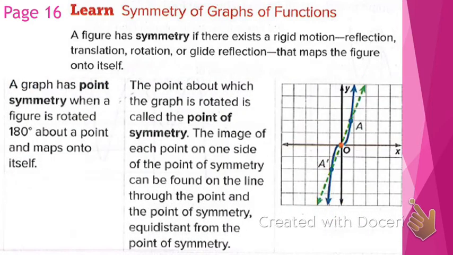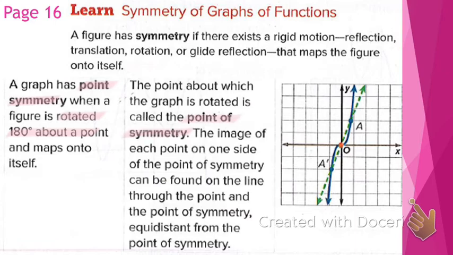Let's talk about the other type of symmetry. Now, this one is a little harder to visualize, and this is point symmetry. For point symmetry, in order to get your symmetry, you actually have to rotate it 180 degrees. You have to visualize this graph being turned 180 degrees, which is just half a circle. If I rotate it 180 degrees, it's going to be exactly the same. The point about which the graph is rotated is called the point of symmetry.